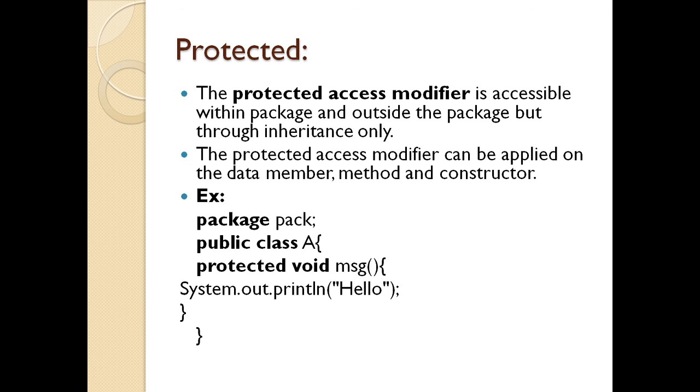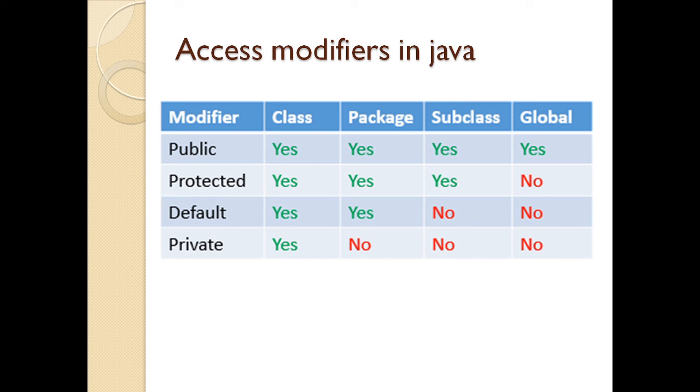This chart shows you a detailed description of all the access modifiers in Java: public, protected, default and private. It also shows that all the access modifiers can be accessed in the class. The public, protected and default can be accessed within the same package. Public and protected can be accessed in the subclasses. Public can be accessed globally and not otherwise.